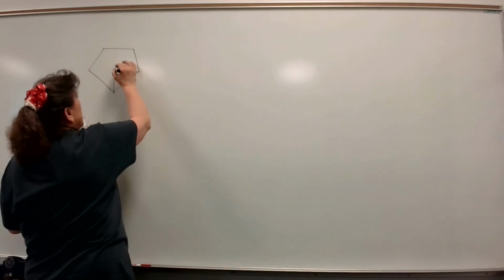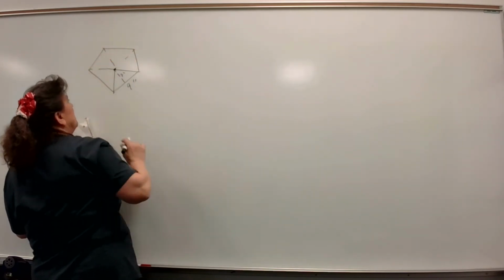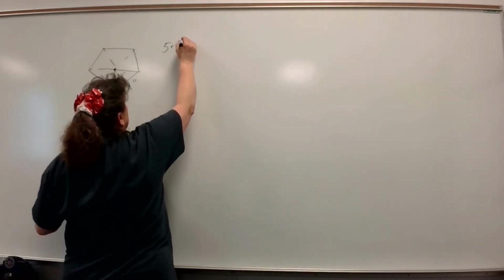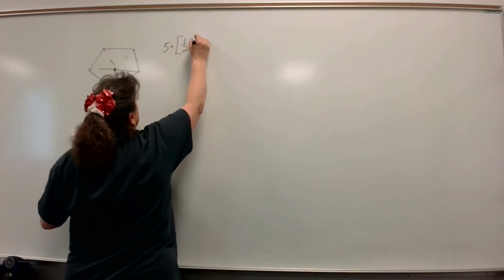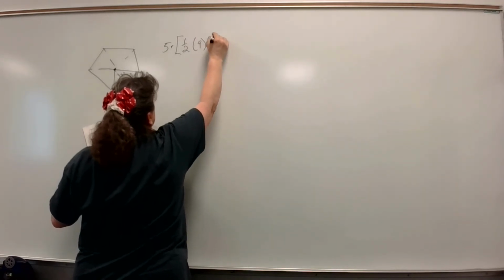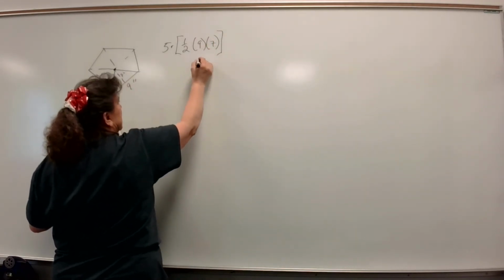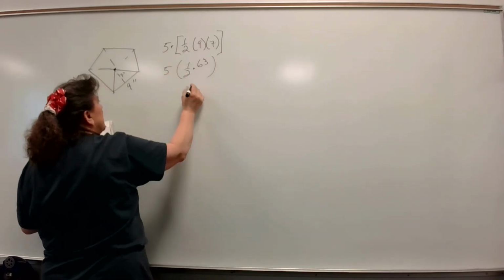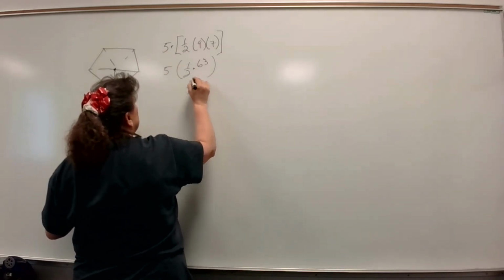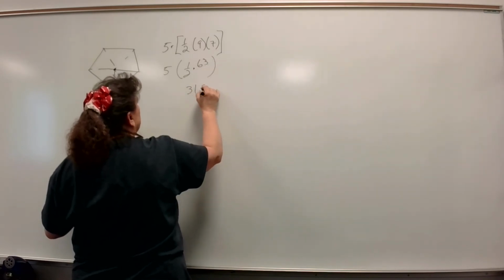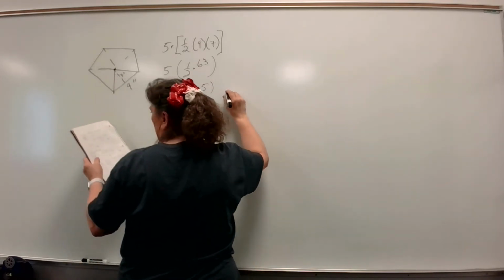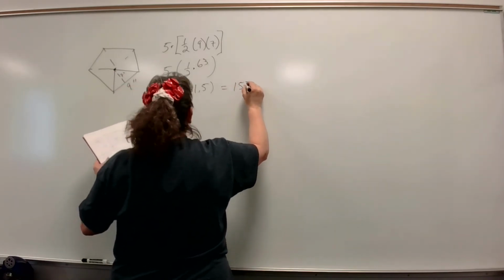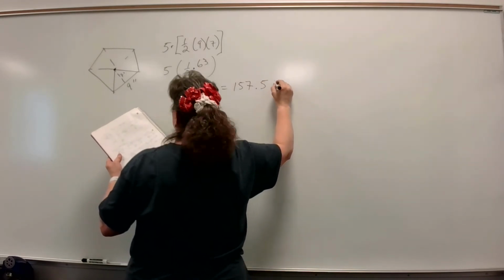Okay, remember there's 5 triangles. Each triangle is going to be the same size, even though it doesn't look like it because I can't draw it very regular. So we're going to have 5 triangles times the area of one triangle, which is 1/2 times my base times my height. Okay, so this will be 63, and 1/2 times that, times 5. 1/2 of 63 is 31.5, times 5, and so this is going to be equal to 157.5 inches squared.